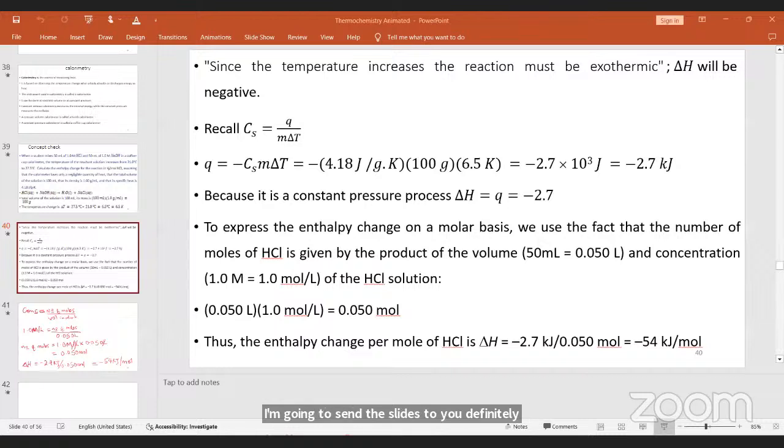You have a question. What is your question? You said, "Ma, explain the last part. Is the specific heat negative?" Yes, it's negative because we said that the final answer is minus 2.7 kilojoule. From the delta H, the delta T, we are going to have a negative because energy is given off to the system. That is why we have the negative sign there.